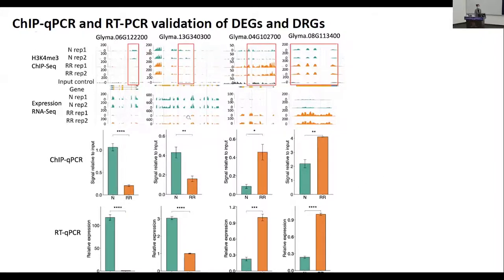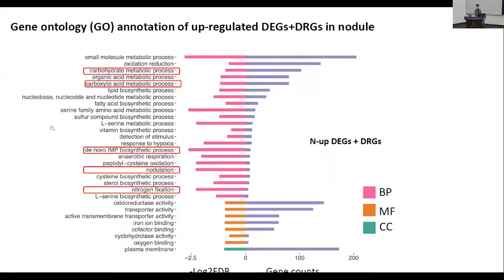As you can see here, the first track shows the sequencing result of H3K4 trimethylation, and the red box highlights the differential regions, followed by the sequencing result of RNA-seq and the validations. All the validations match our sequencing results. After this, we performed gene ontology annotation of the upregulated DEGs overlapping with DRGs in nodules.